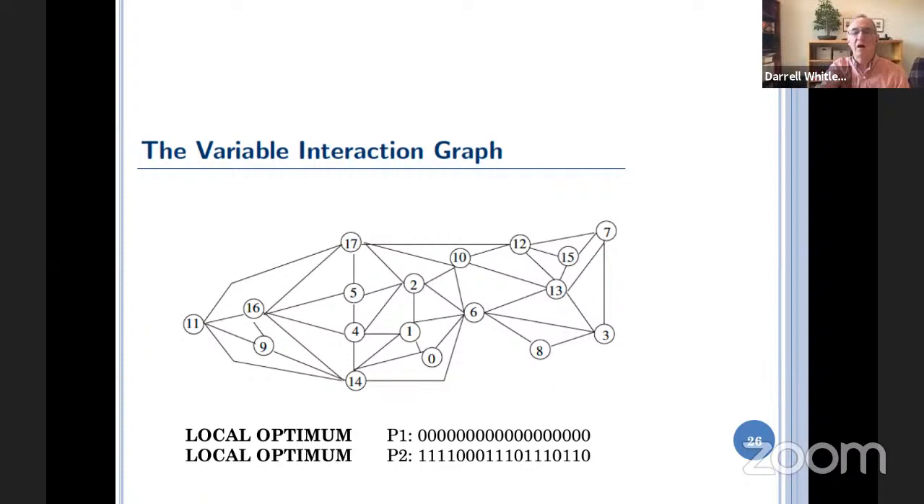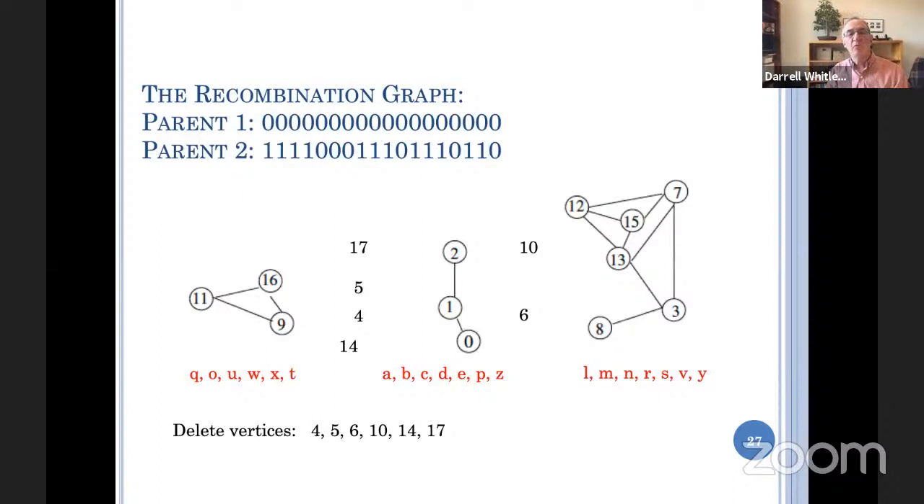It turns out that the variables 4, 5, 6, 10, 14, and 17 were both assigned zero in parent one and parent two. You can see that here, right? 0, 1, 2, 3, 4, 5, 6, and then 10, 14, 17. I delete those from my graph, and now I'm left with this.